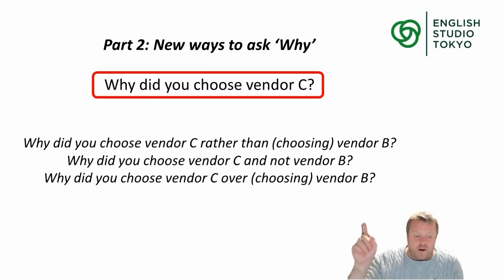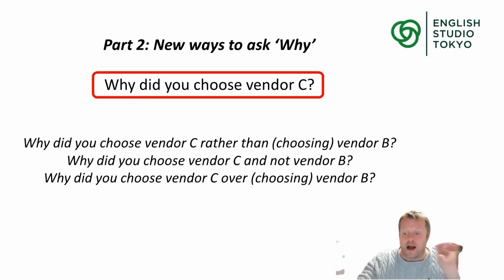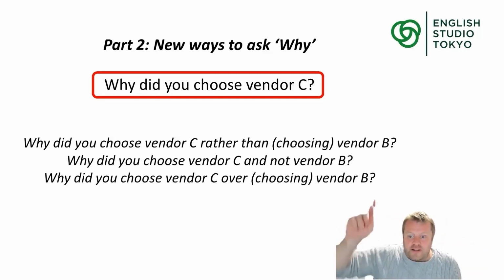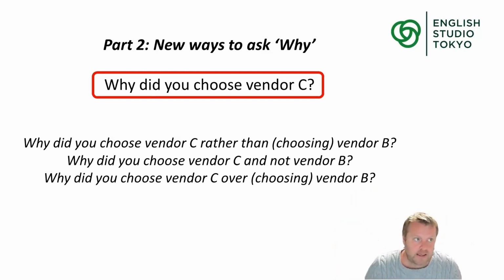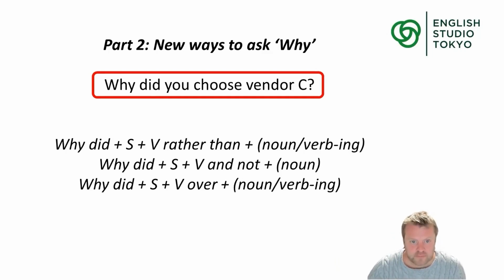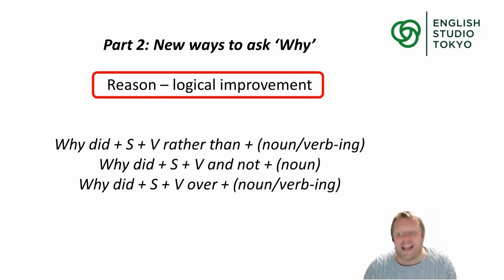So when I use the second one, "and not," I only use this when it's very obvious the same verb is happening twice. With choices, the first choice and the third choice, I can change the verb if I want, but if it's obvious what the verb is, I normally just cut the verb. So now you've got three options. Why did you choose vendor C rather than vendor B, and not vendor B, over vendor B? Nice and simple. So this is a great way to ask a why question. It's a better logical improvement.